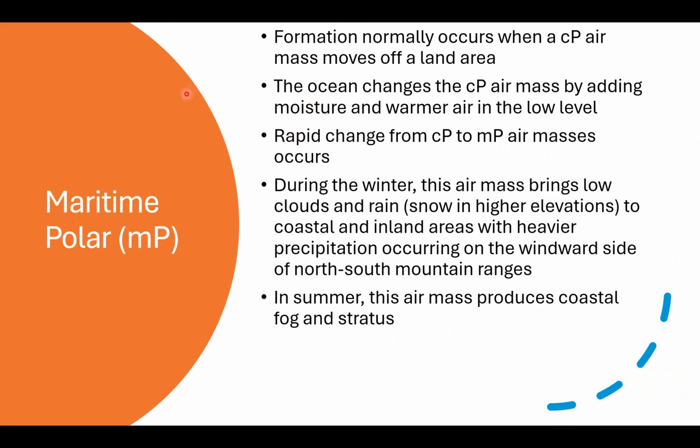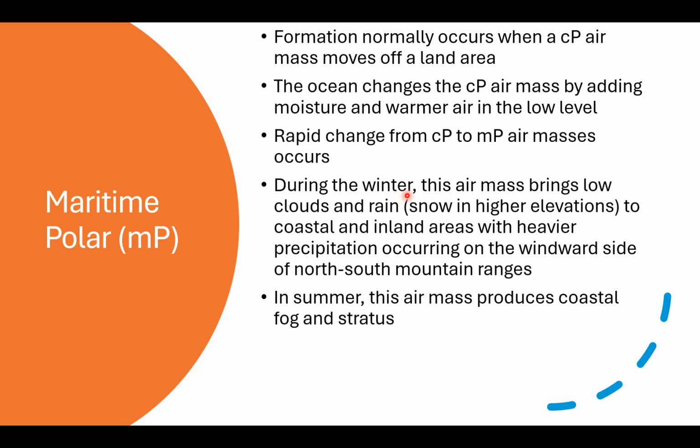Let's now continue to talk about maritime polar air. The formation, specifically in the northwest Atlantic in the wintertime. You'll get a continental polar air mass come off the eastern portions of North America over the northwest Atlantic. And there's a transition that occurs from continental polar cold and dry air. Once it moves out over the unfrozen waters of the northwest Atlantic, it picks up some moisture from the ocean surface as it moves off the land area. That ocean moisture then changes the CP air mass by adding moisture in general and warmer air in the lower levels of the atmosphere. And we get a rapid change from continental polar to maritime polar air masses as a result.